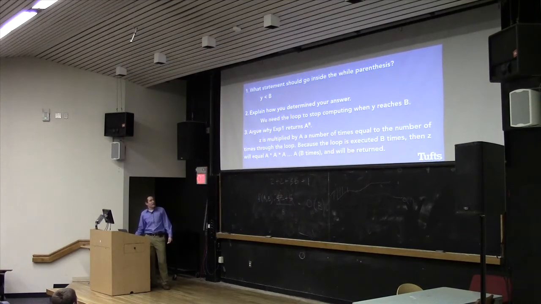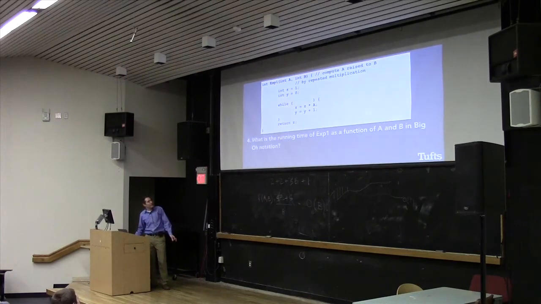Well, look, z is multiplied a number of times to equal the number of times through the loop, because the loop's executed b times, etc. We went through all this. Okay. All right. And then finally, the running time. Let's see. I counted 3. I didn't count int z equals 1 as 2 operations. I just counted it as 3. But I got the same asymptotic notation, the big O notation, order of b. Questions on that one? OK.